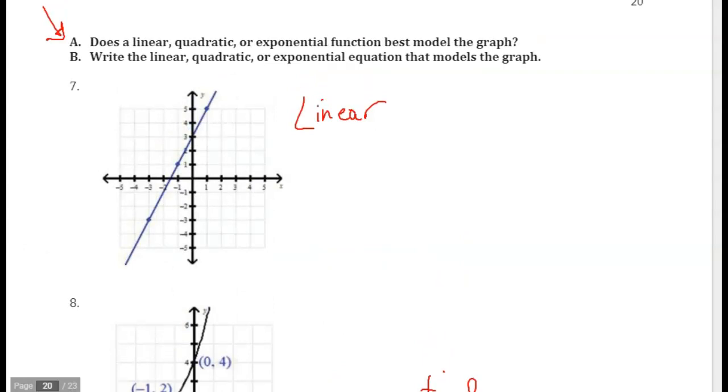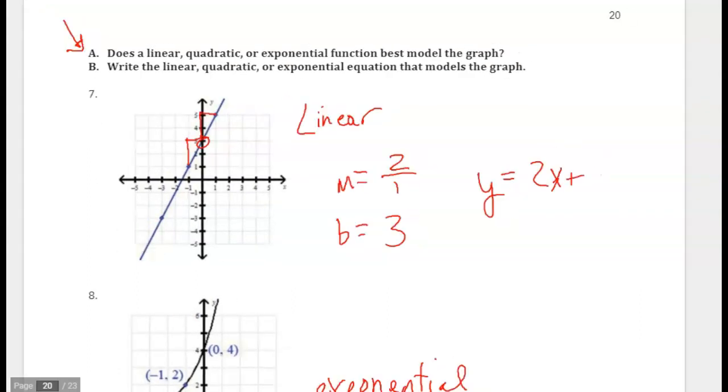It does get a little trickier now because then they want you to write the equation. Well, what am I going up by? Up 2 over 1. Up 2 over 1. So that's my slope is 2 over 1. What is my b? What is my y-intercept? 3. So your equation, because it asked for that, 2x plus 3.